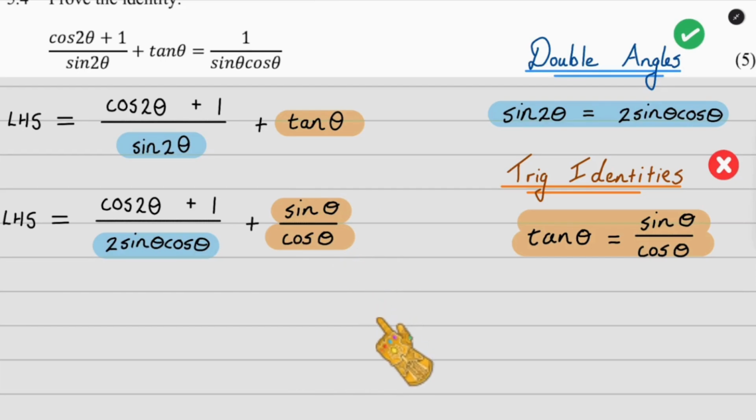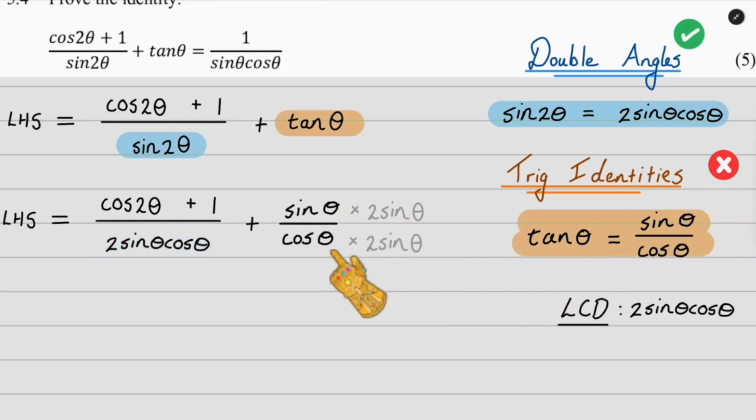So now I want to get an LCD before I decide what to change this to. Because remember, I have 3 options in my formula sheet to change this. So I don't really know which one to change it to until I get the LCD, simplify stuff, and then I can make a much more informed decision. So the LCD will be this thing over here. And this denominator is missing 2 factors. It's missing this 2 and it's missing a sine theta. So I've got to multiply the top and the bottom by 2 sine theta to achieve that LCD.